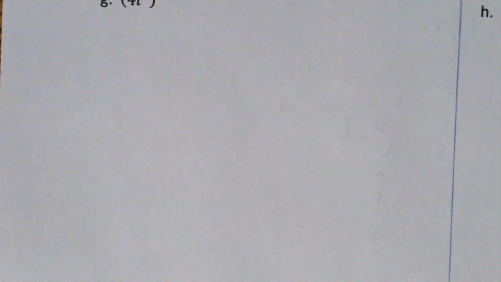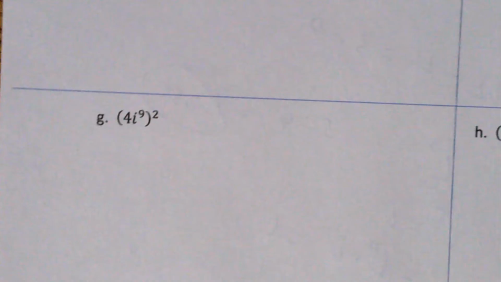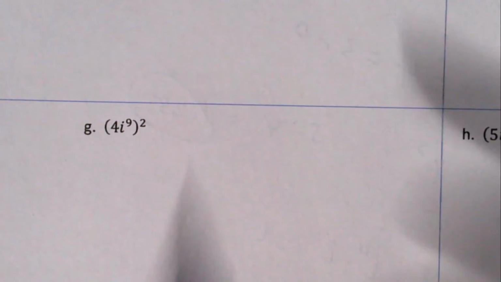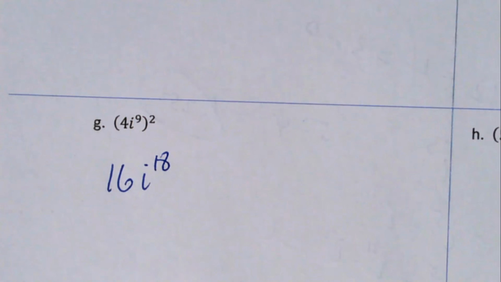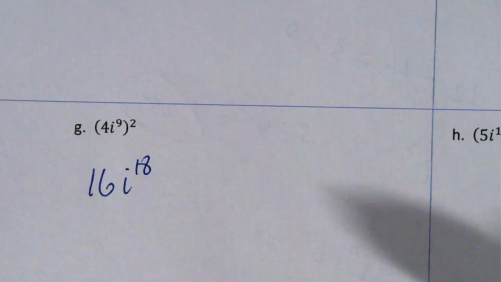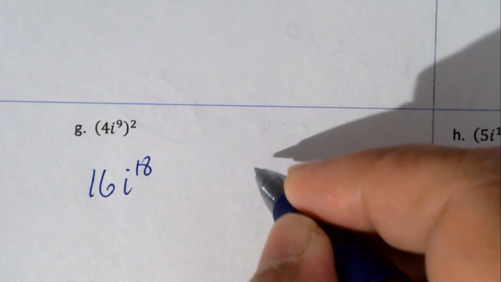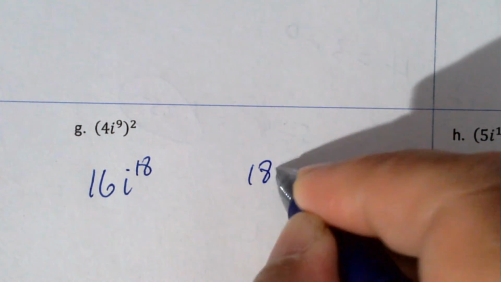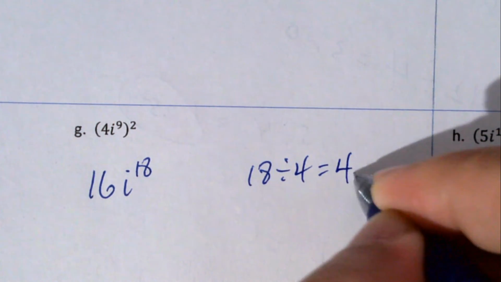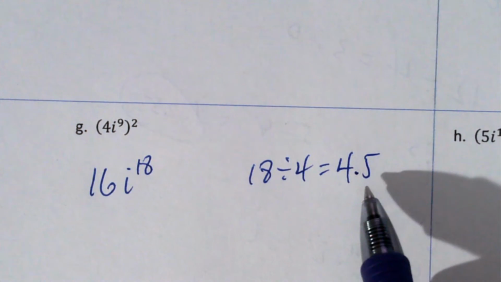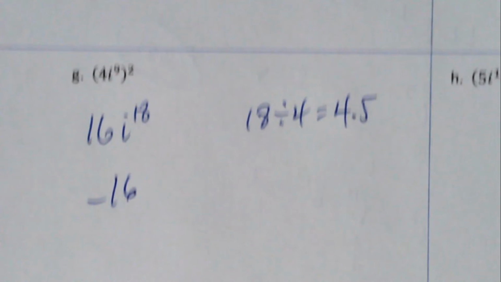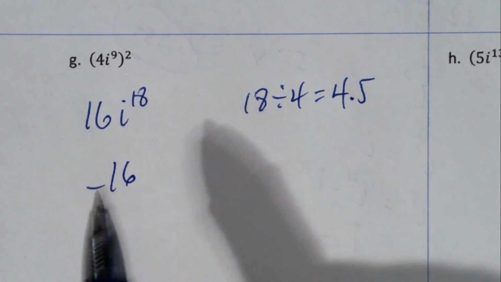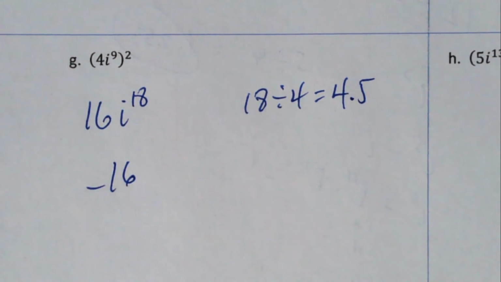Whenever you have exponents with exponents, you raise the coefficient to that exponent. So it's 4 squared, or 16. But you don't raise the exponent to an exponent. You just multiply the exponents. So that's I to the 18th. Multiply exponents. So 18 divided by 4 is 4.5. And remember, 0.5 gives you negative 1, so it's negative 16. I to the 18th is replaced with negative 1, so I get negative 16.